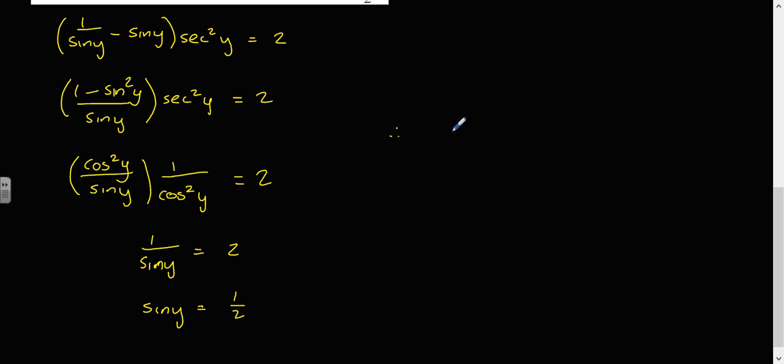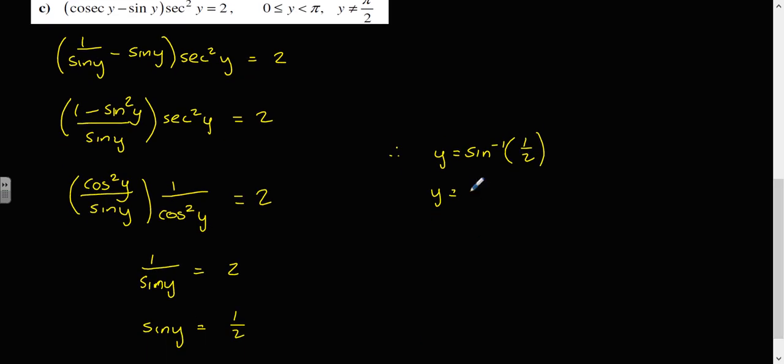So when sine y equals 1/2, y is going to be arc sine of this 1/2. So y comes out as radians in this question. So we've got pi by 6. And then using the symmetry in the graph, we've also got 5 pi by 6. So there we have it.